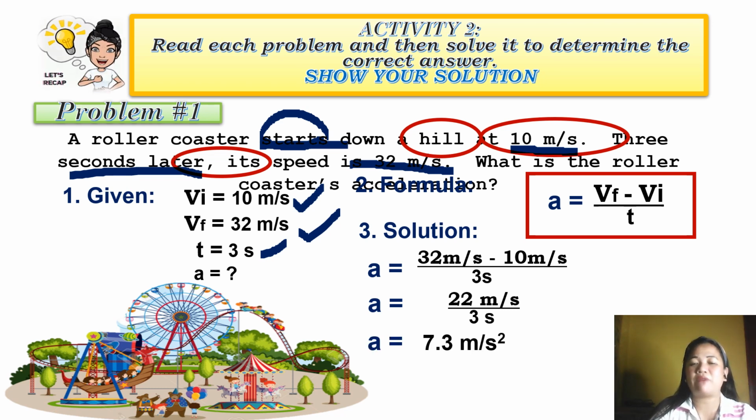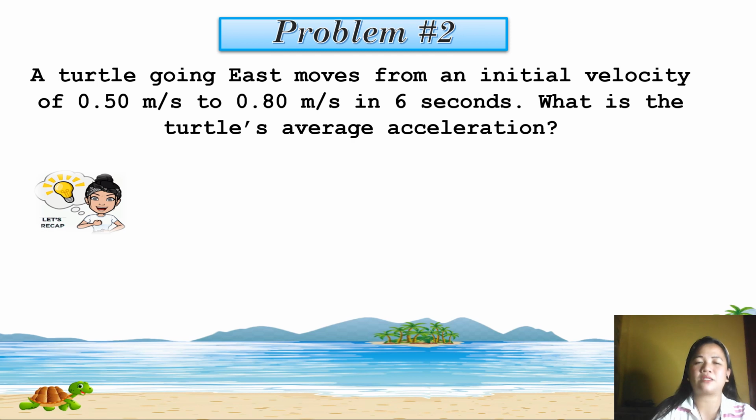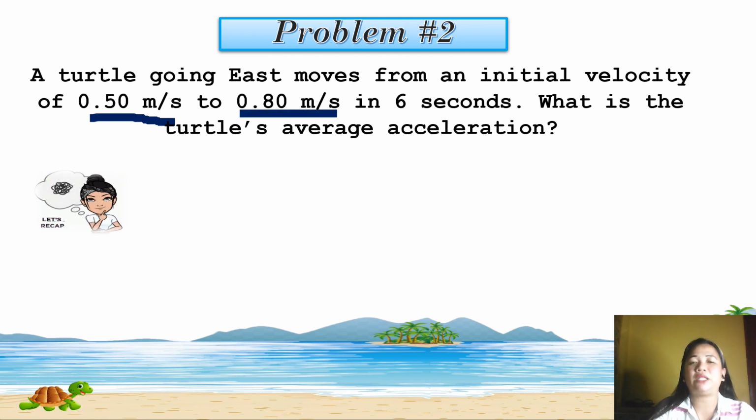Our answer is 7.3 meter per second squared. Okay, downhill. Okay? Last time. Problem number 2. A turtle going to east moves from an initial velocity of 0.50 meter per second to 0.80 meter per second in 6 seconds.